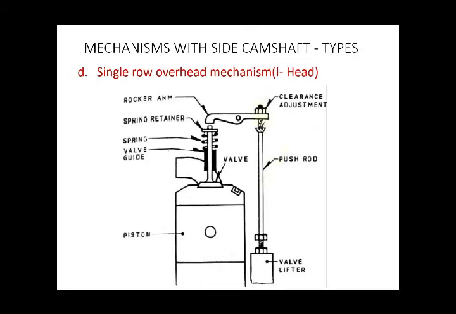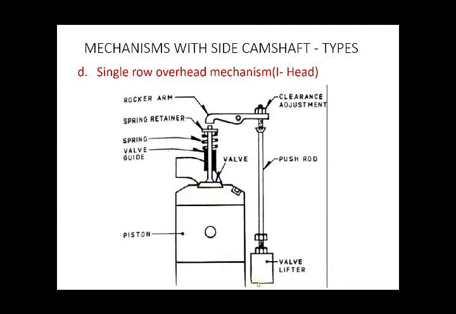The push rod is again connected to the rocker arm. So the rocker arm at this end is pushed upwards. It will lift the rocker arm, and this end of the rocker arm is pushed downwards because it is pivoted at this point by a rocker shaft, and this will push down the valve and open the valve.